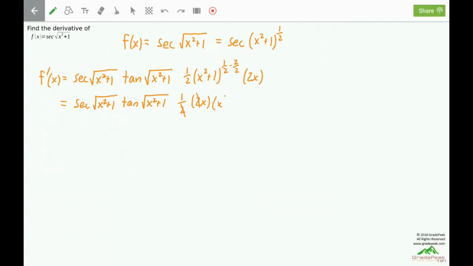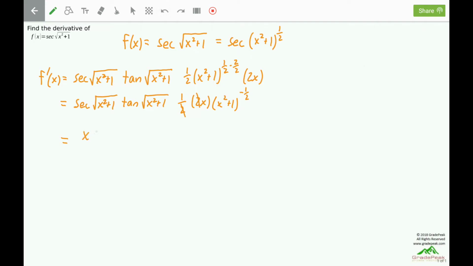And then also I have an x squared plus 1, and it will be to the 1 minus 2, which is negative 1/2 power. That means I can move it to the denominator. Only that quantity with the negative 1/2 moves to the denominator. Everything else stays in the numerator. Left in the numerator, I'm going to have a 1, and I'm going to have an x. 1 times x is just x. I'm going to put that first.